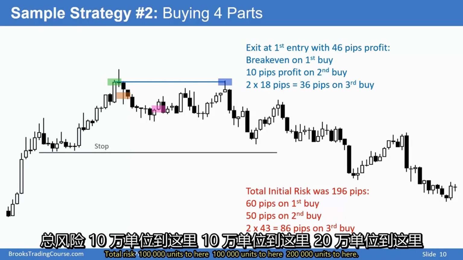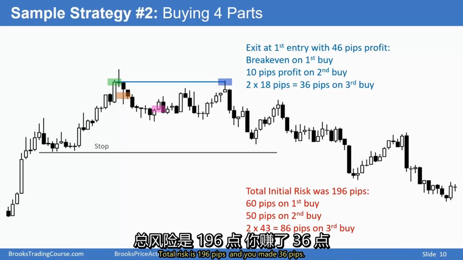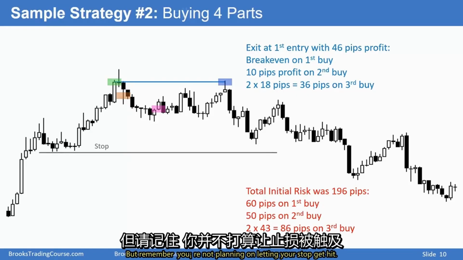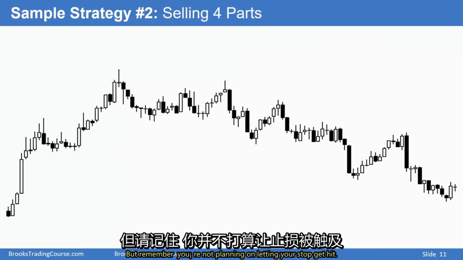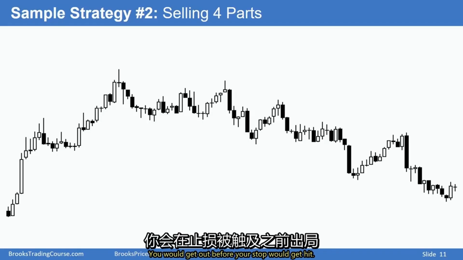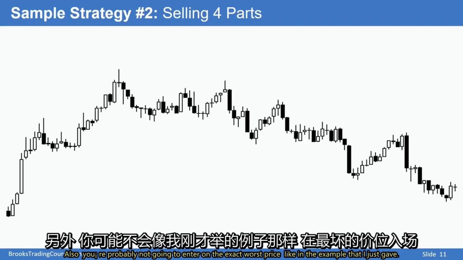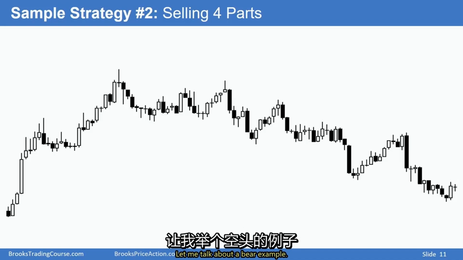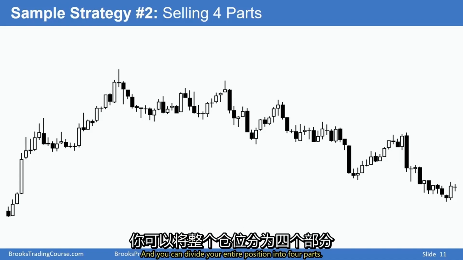Total risk, 100,000 units to here, 100,000 units to here, 200,000 units to here. Total risk is 196 pips. And you made 36 pips. But remember, you're not planning on letting your stop get hit. You would get out before your stop would get hit. Also, you're probably not going to enter on the exact worst price like in the example that I just gave. Let me talk about a bear example.